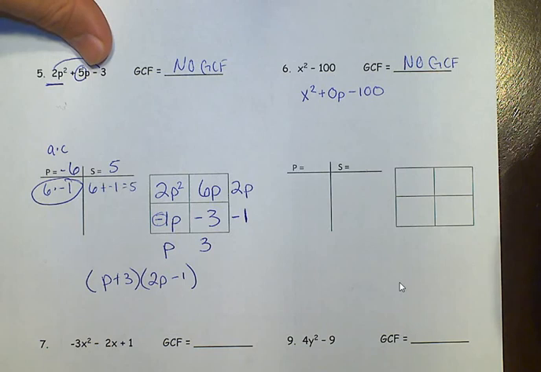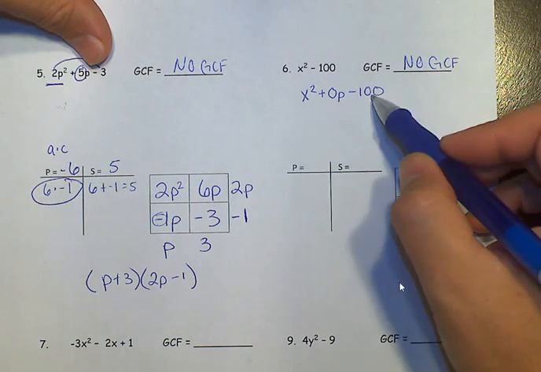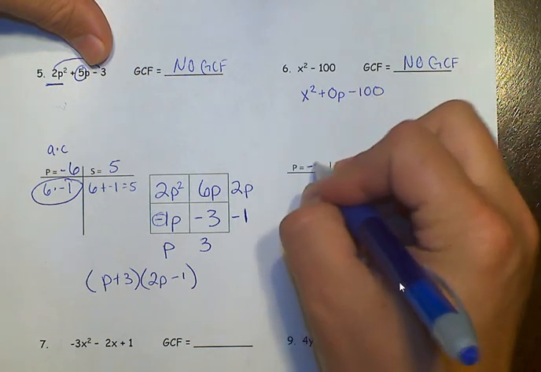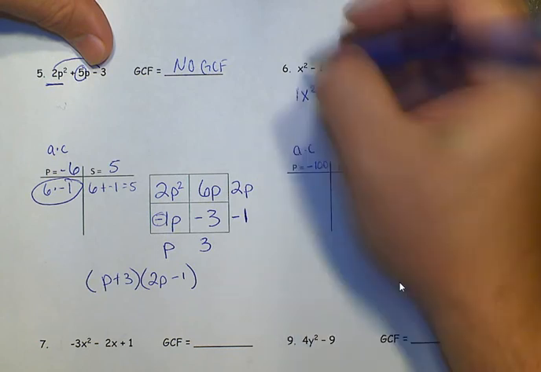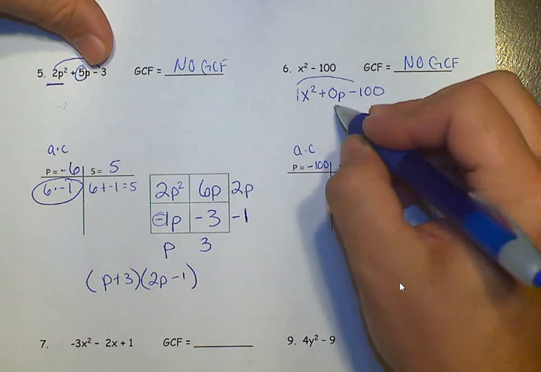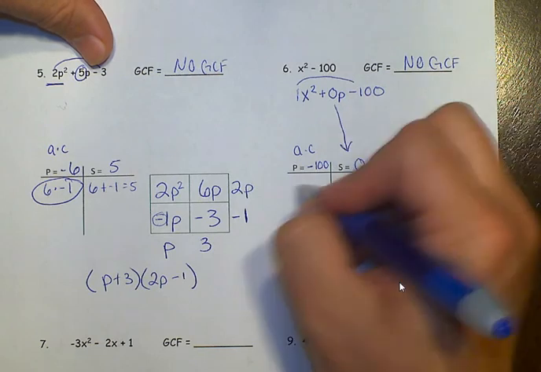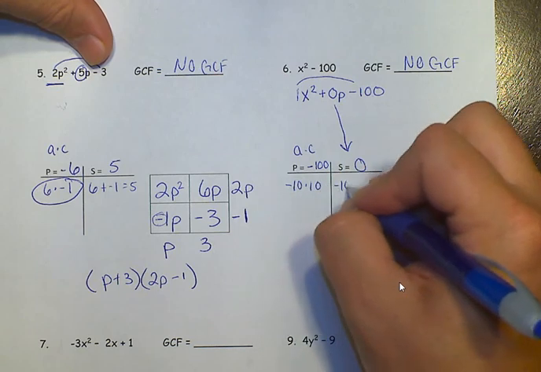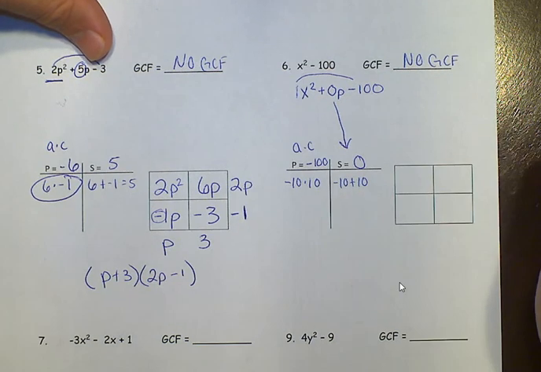That's going to be negative 100, A times C, remember 1 times negative 100, and my sum is 0. Negative 10 times 10 is negative 100, negative 10 plus 10 is 0. This one I actually don't have to use my box.